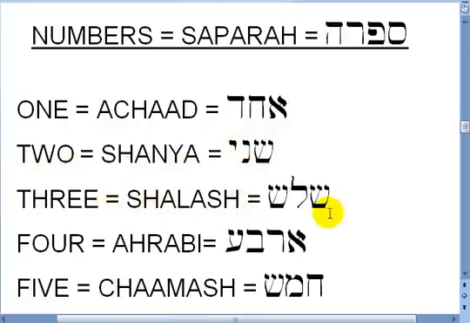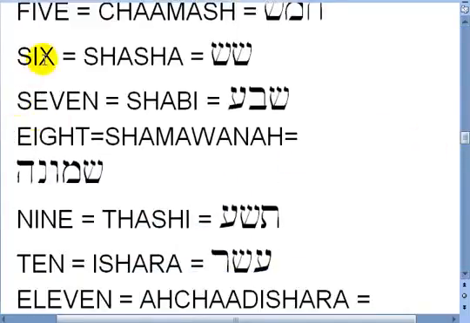3 is shalash, shalash. 4 is arabai, arabai. 5 is chamash, chamash. 6 is shasha, shasha, you see there. 7 is Shabai, Shabai. 8 is Shamawana, Shamawana. 9 is Thashai, Thashai. 10 is Aishara, Aishara.